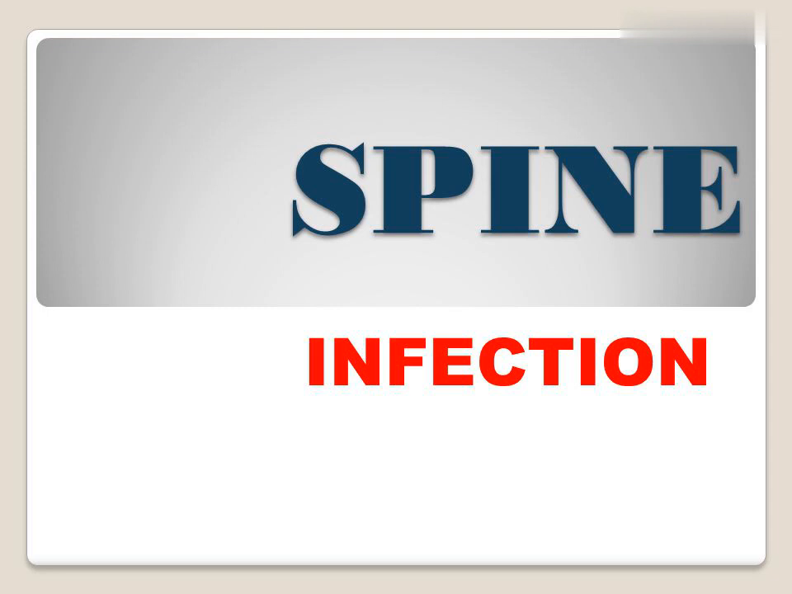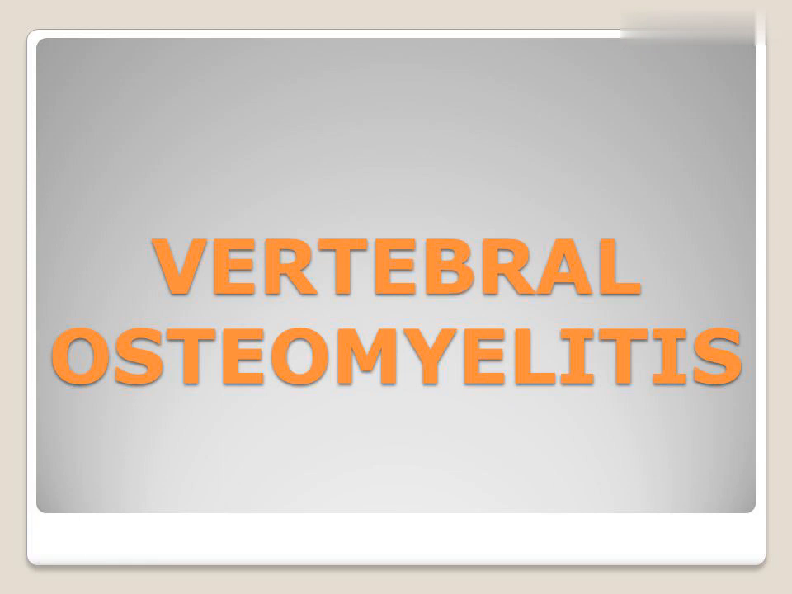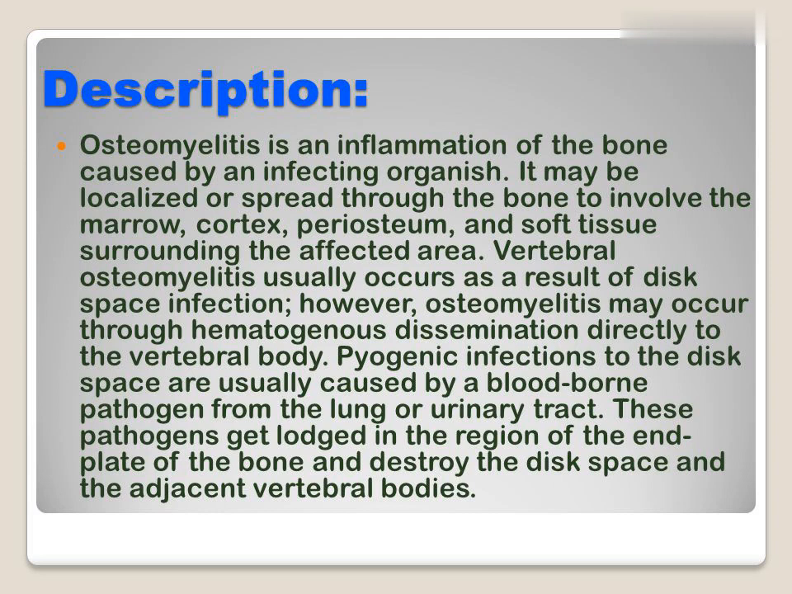Spine infection. Vertebral osteomyelitis. Description: osteomyelitis is an inflammation of the bone caused by an infecting organism. It may be localized or spread through the bone to involve the marrow, cortex, periosteum, and soft tissue surrounding the affected area. Vertebral osteomyelitis usually occurs as a result of disc space infection. However, osteomyelitis may occur through hematogenous dissemination directly to the vertebral body.